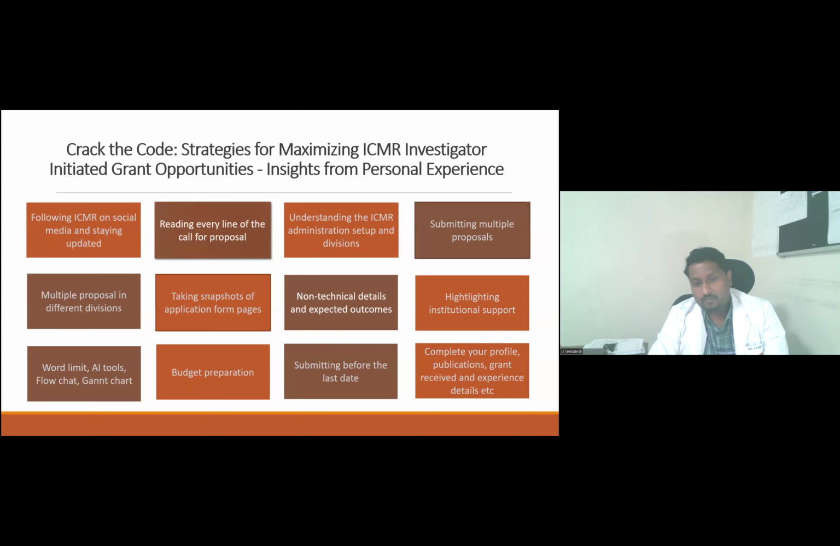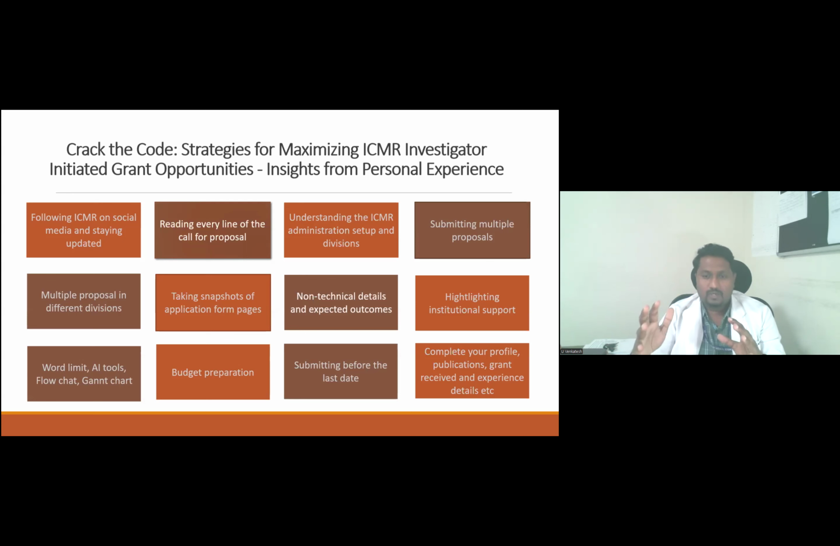Similarly, the word limits are very important. We need to take care of word limits, particularly in the small grant and intermediate grant, where the word limit is very low. Then you also need to focus on the non-technical details, which include the expected outcomes, rationale, institutional support, and prior experience. All those things are also important. What people used to do is put 90% of their effort into the methodology, designing the sampling strategies, some innovative analysis.